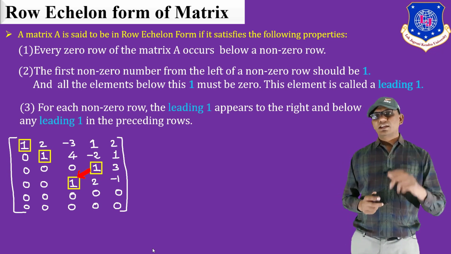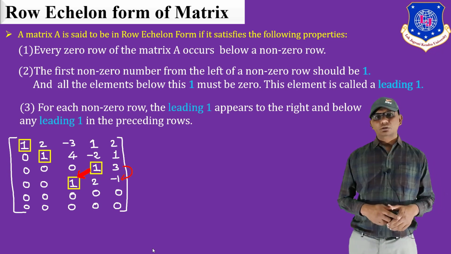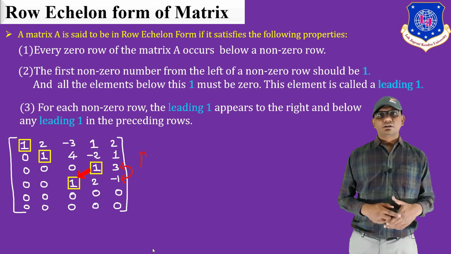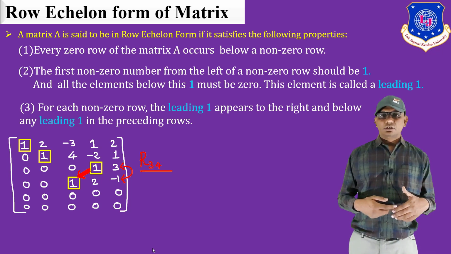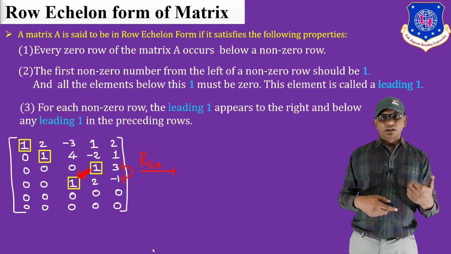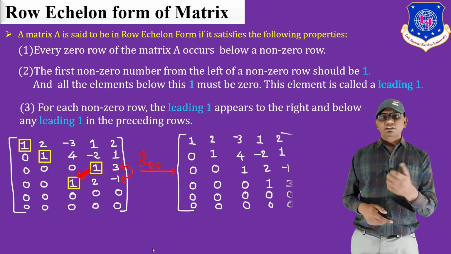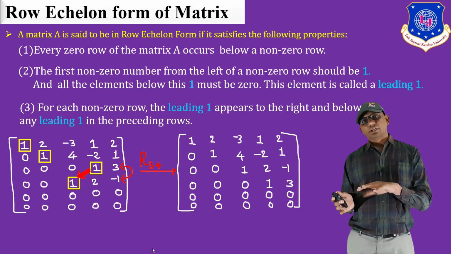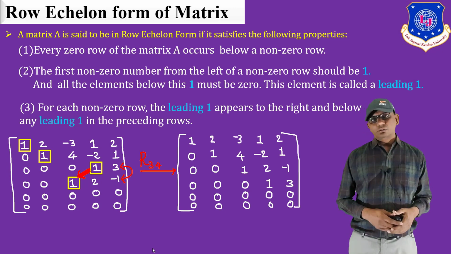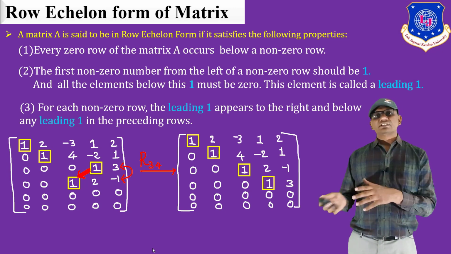So we have to rearrange these two rows by interchanging the third and fourth rows. We apply the R34 operation, and finally we can see here our third row becomes the fourth row and the fourth row becomes the third row. Then we can see that all the leading elements are to the right side of the previous leading element.